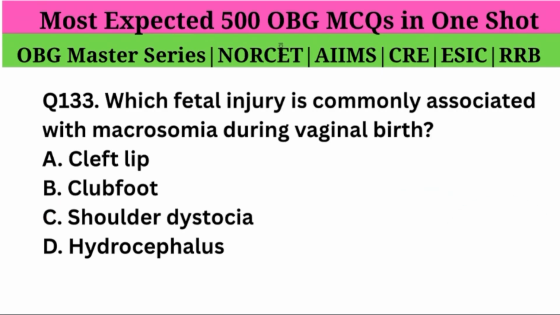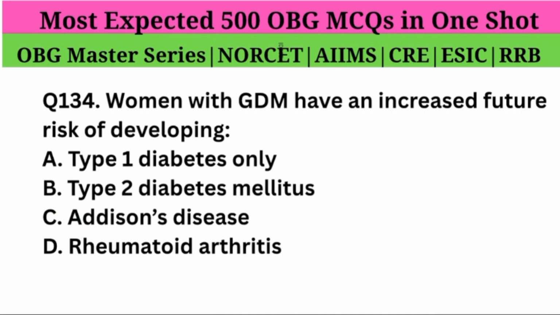Next question, which fetal injury is commonly associated with macrosomia during vaginal birth? Your correct option is option C, shoulder dystocia. Next question, women with GDM have an increased future risk of developing? Correct option is option B, type 2 diabetes mellitus.